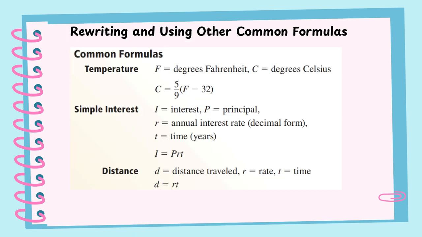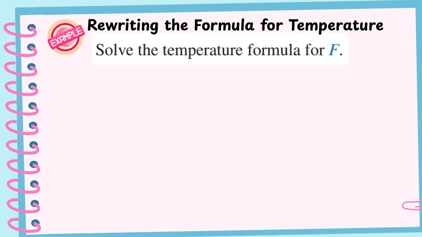Okay. Rewriting and using other common formulas. Other common formulas are going to be what? Your temperature, simple interest, and distance. Distance is, can you rewrite distance? Yes. Temperature, we have the Fahrenheit and the Celsius. We're just going to be working on temperature, okay? Which in this case is solve the temperature formula for F.